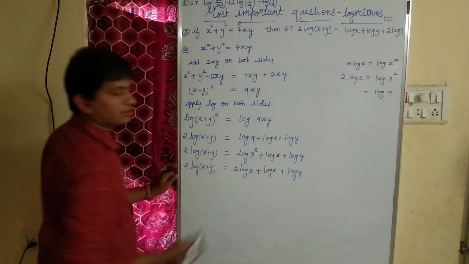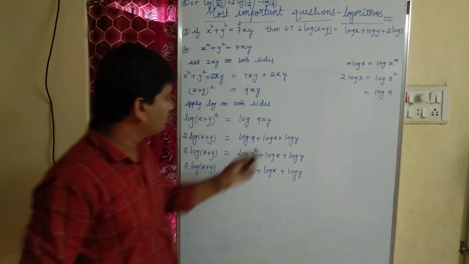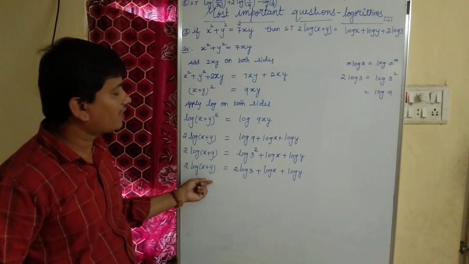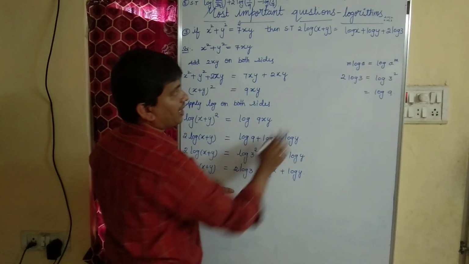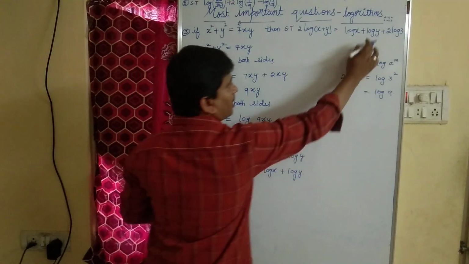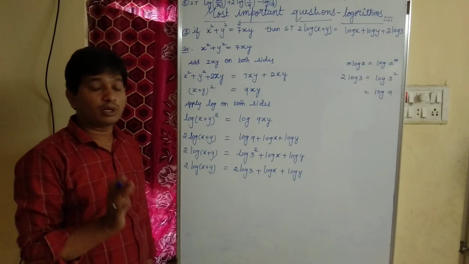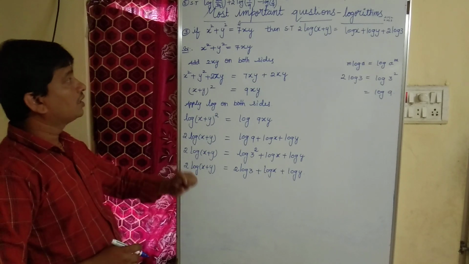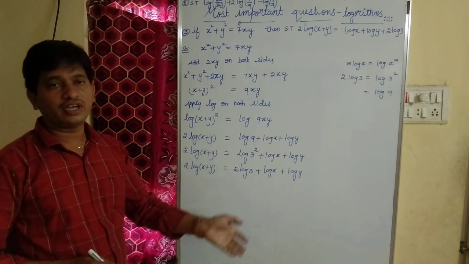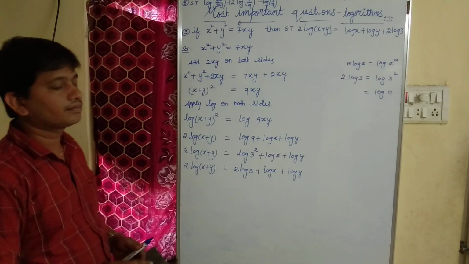So what are they asking the children? They are asking to show that 2 into log of (x plus y) equal to 2 log 3 plus log x plus log y. So this type of method problems are very important. They may ask any question, either 7xy or 25xy or 6xy. So let us go with 25xy.